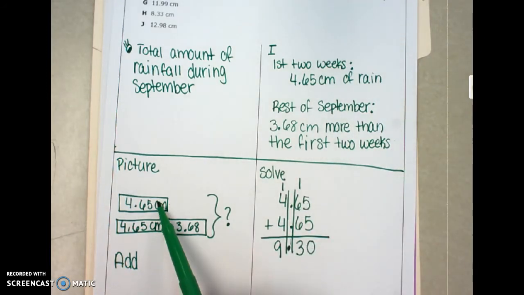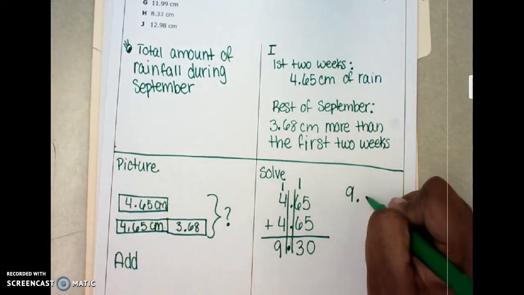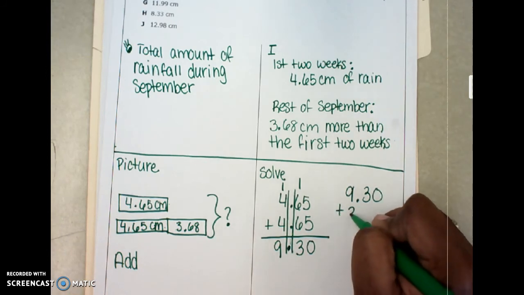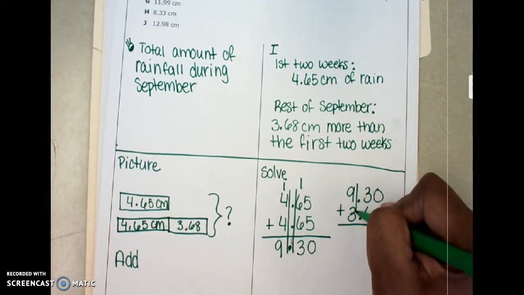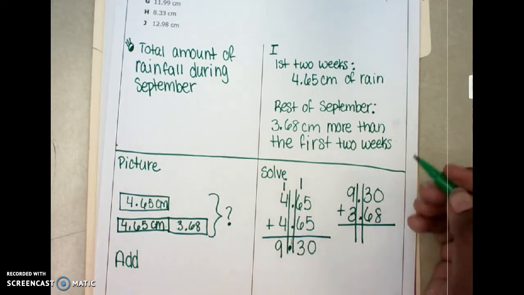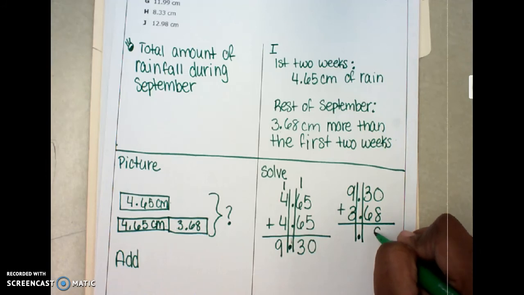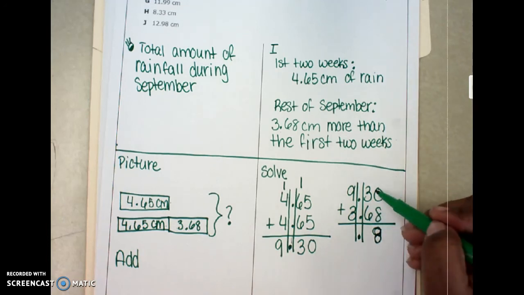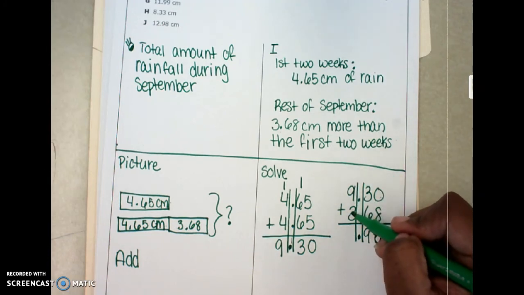So I just added up these two, but I still have to add in the 3.68 to that. So I have my 9.30 plus 3.68. I'm going to add it up. Step 1 is to line up my decimal. Drop that decimal into the answer, and then I'm going to add. 8 plus 0 gives me 8. There we go. 6 plus 3, 6, 7, 8, 9. And then 9, 10, 11, 12.